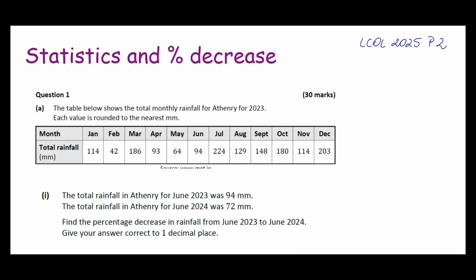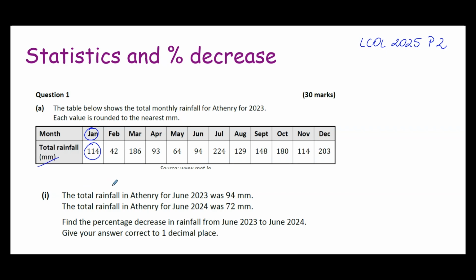Okay, let's have a look at this question. It's statistics. The table below shows the total monthly rainfall for Athenry for 2023. Each value is rounded to the nearest millimeter. So we understand that in January, that's how much rain fell, and that is the measurement.